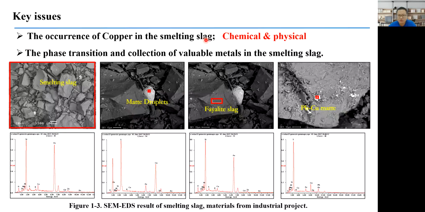The occurrence of copper in the smelting slag is a critical part. How is copper lost in the smelting slag? So we should figure this out first. So the conclusion is that copper and other valuable metals are lost chemically and physically. As you can see, this is an industrial sample.